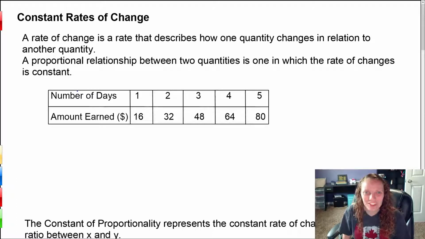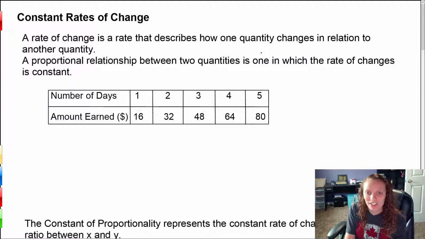Guys, today we're going to look at constant rates of change. A rate of change is a rate that describes how one quantity changes in relation to another quantity. For example, if we look at this table, as days go up, the amount of money earned also goes up. So we're looking at how much they're making per day. A proportional relationship between two quantities is one in which the rate of change is constant.